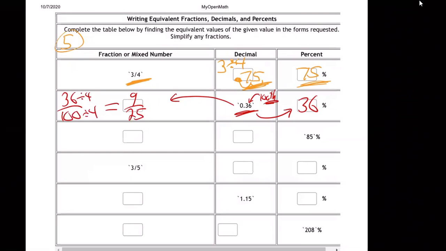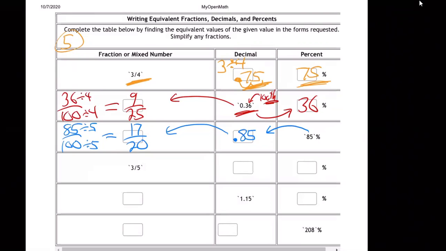All right, now on the third one, we're going to start with the percentage, and we're going to change back to decimals. So that's going to be 0.85. And now we're going to go to fraction. You know how to do that. 85 over 100, because it ends in the hundredths place. But then reduce it, divide by 5, top and bottom, and that's 17 over 20.